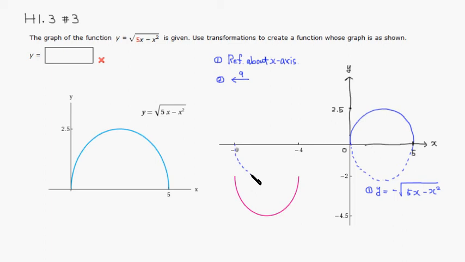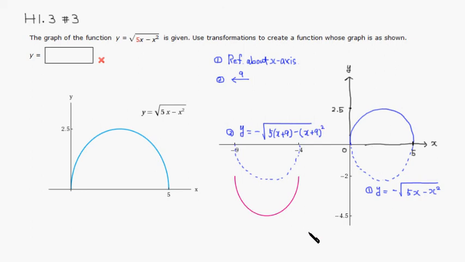So this is number 2. So y equals, take this guy, negative square root. In order to move to the left by 9 units, we replace x by x plus 9. So it's 5 times x plus 9 minus quantity x plus 9 squared.